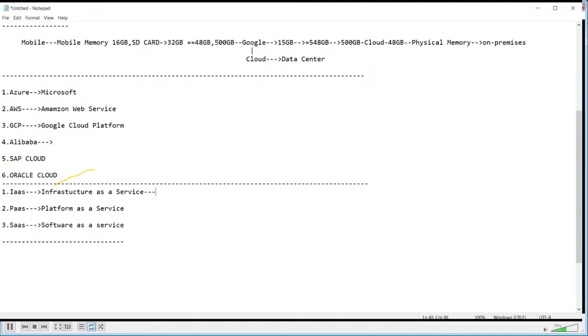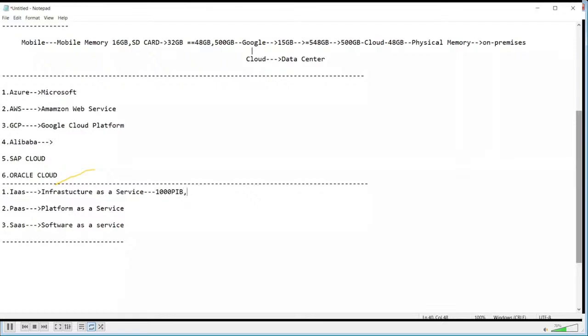Suppose, just now we discussed that you require 500 GB of data to be stored. That means you require what? Space on the cloud to store the 500 GB data. Am I right? Suppose you require all the storage, how much storage do you require? 500 GB or 1000 petabyte. So all this is the responsibility of the cloud provider, and it provides this service in the form of what? Infrastructure as a service.